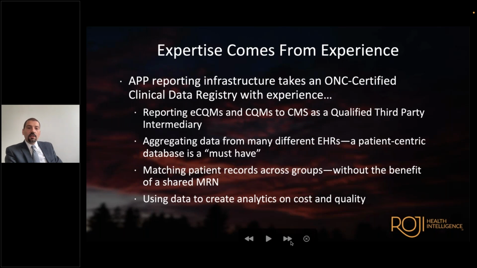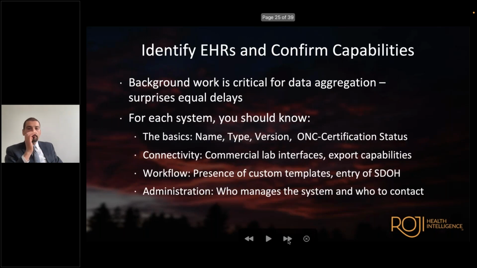And then finally, using that data to create analytics on cost and quality, because as I said, you're going to need to put in a significant amount of work, but once you do, it can really work for you if you take advantage of what you've already done.